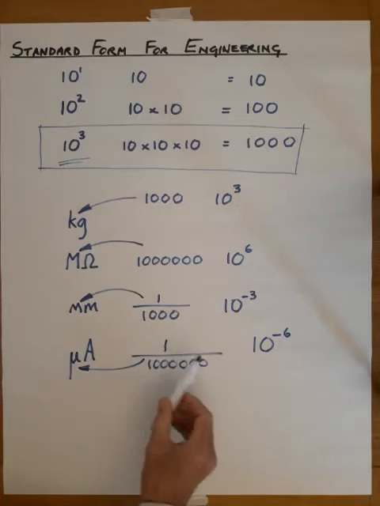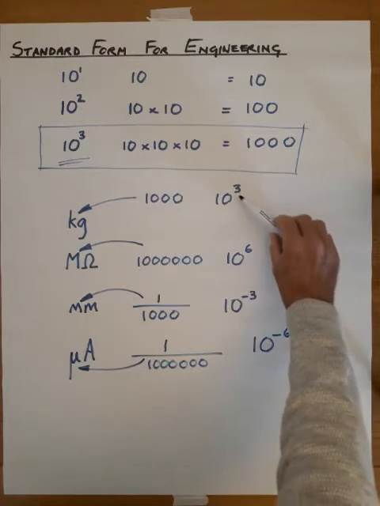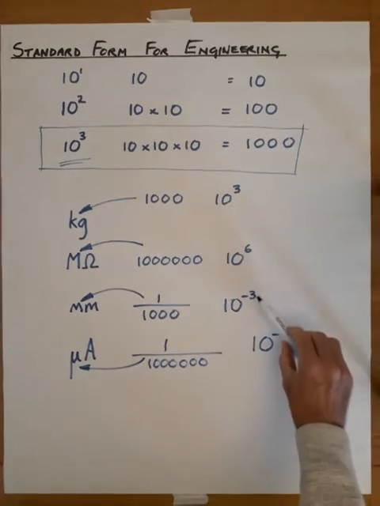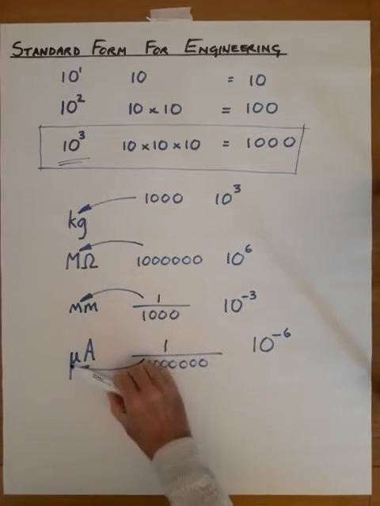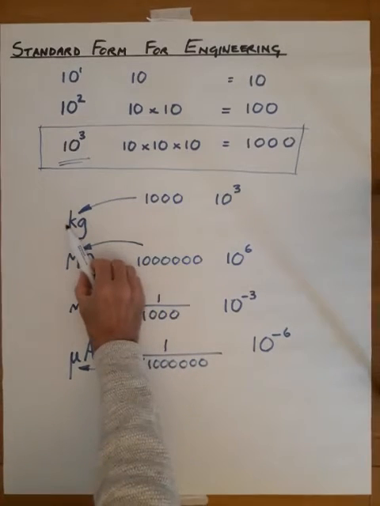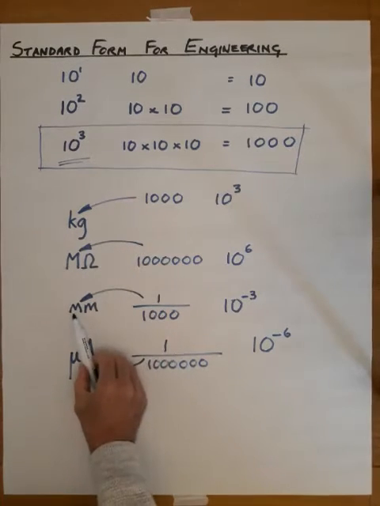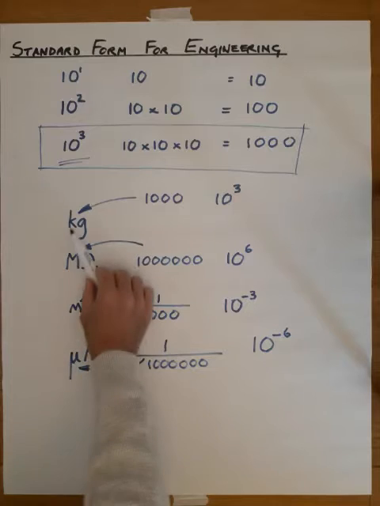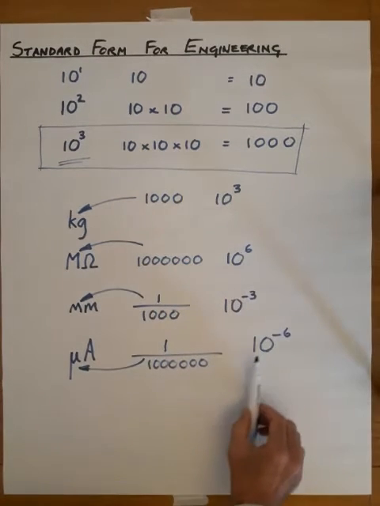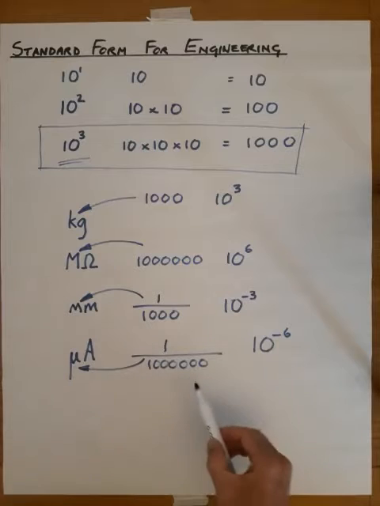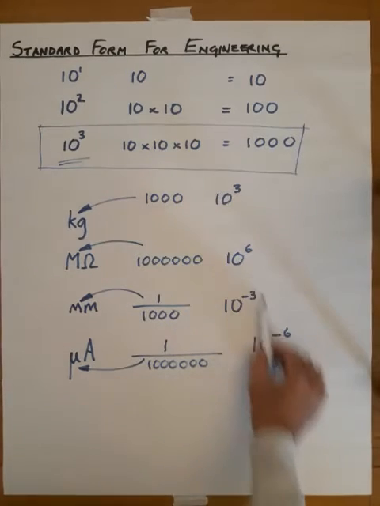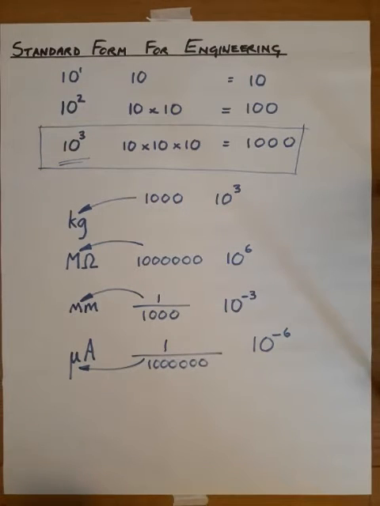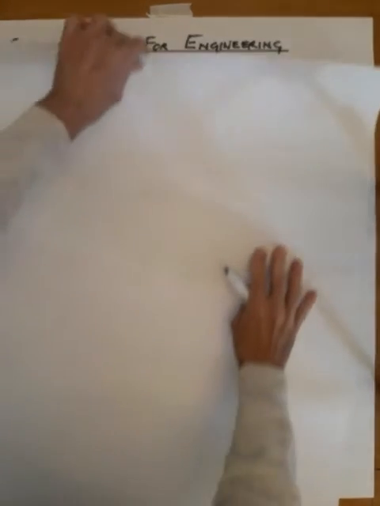So this is where we come to using standard form for engineering. We deal with our numbers in multiples of 3 to deal with the multiples that we use to express the numbers. For example, kilo, mega, milli, and micro. They relate directly to these numbers. So in engineering, in science, in electrical work, in electronics, we use these numbers in multiples of 3. So it's standard form for engineering. Let's take it just a little bit further.